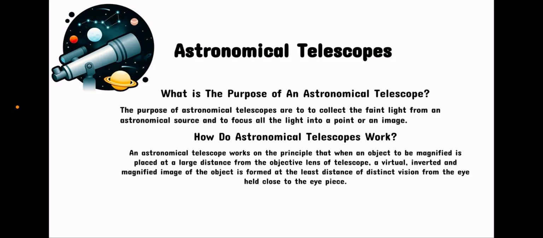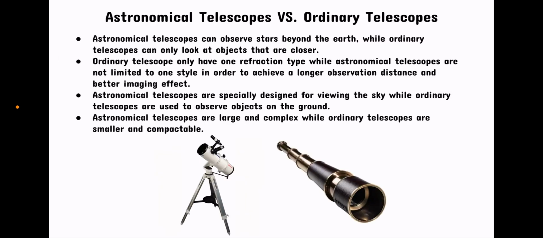These telescopes work on the principle that an object which is placed at a large distance from the objective lens of the telescope is magnified, and an inverted, magnified image of the object is formed at the least distance of distinct vision from the eye held close to the eyepiece.